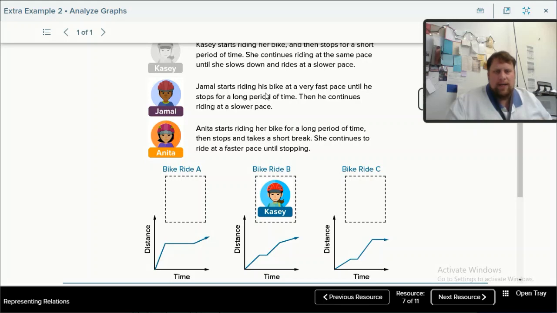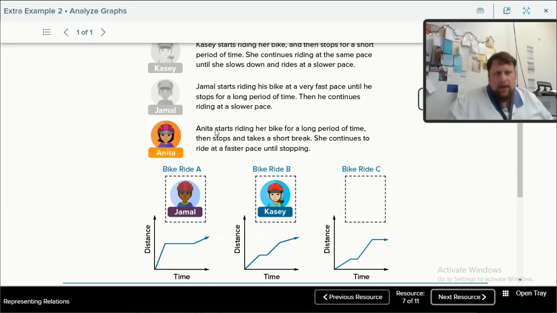Jamie starts riding his bike at a very fast pace until he stops for a long period of time. Oh, that tells me it's probably this, because that's a long stop and a fast start. That's a slow start and a short stop. So right away I know Jamal is right here. I said Jamie at first, Jamal, sorry. Then he continues riding at a slower pace, and we see that at the end is riding at a slower pace.